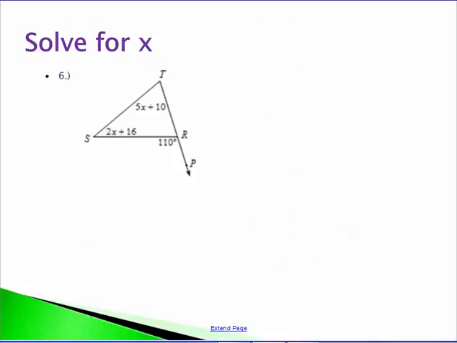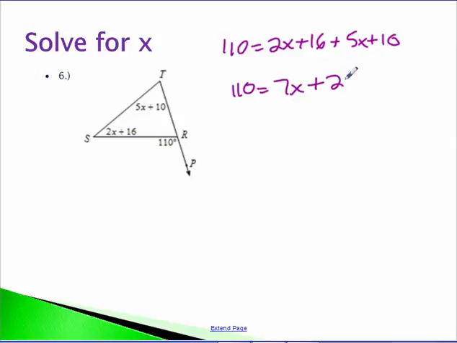And then our last example here, let's add some variables in. I know the exterior angle is equal to the two remote interior angles added together. So when I add those two together, I get this expression. I'm going to combine like terms. I'm going to take 110 and subtract 26. So I get 7x equals 84. And then we divide by 7 to get x is 12.